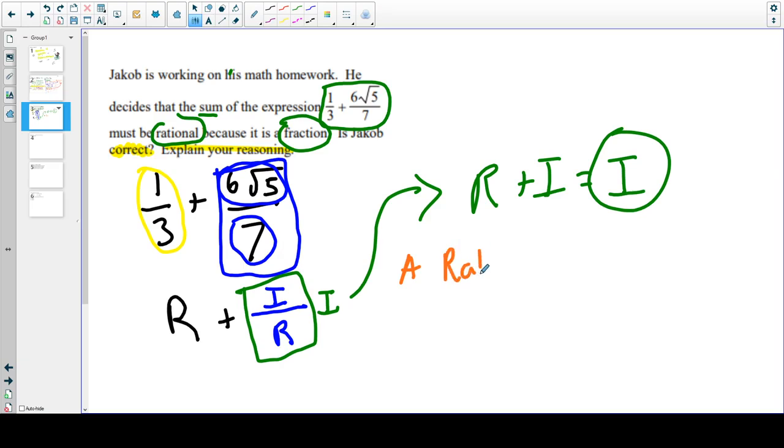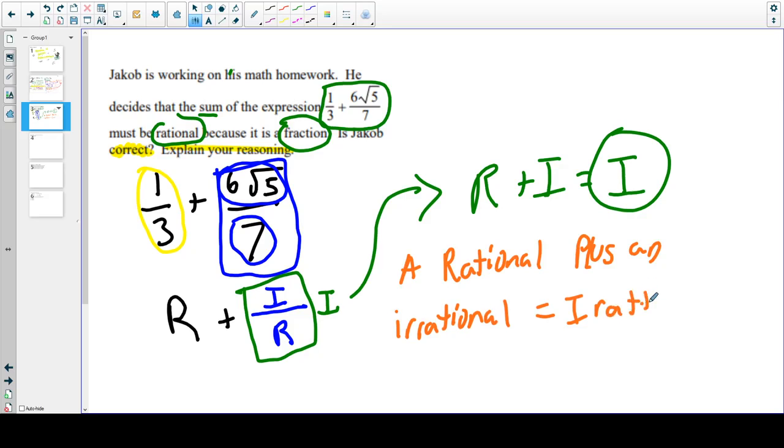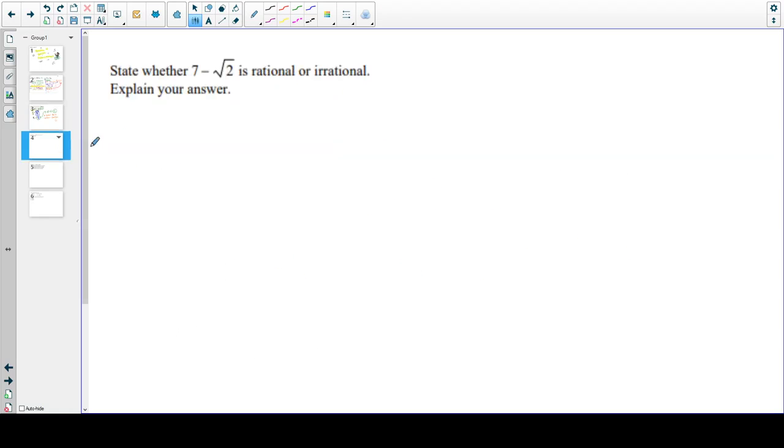And really the main answer that you want to write, because it does say explain, is: a rational plus an irrational number is irrational. Oops, R-A-T, my bad. You must always end with a smiley face. Okay, let's do another one.